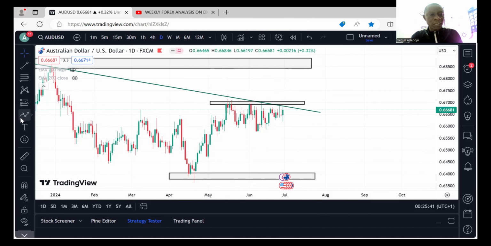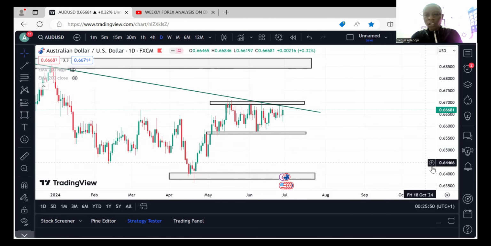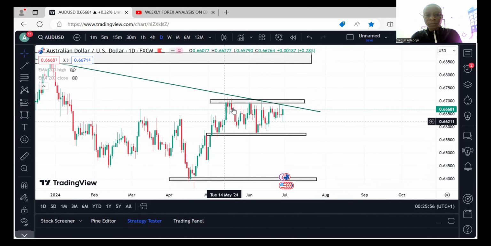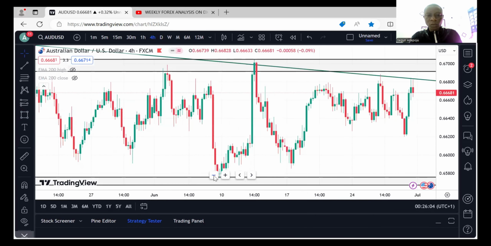So then we can see a minor support around this level. It is a minor support here. So for daily, we have resistance, support, then we have another support. So let's go to 4 hour, the final stage of our trade. The final stage where we want to do the analysis.